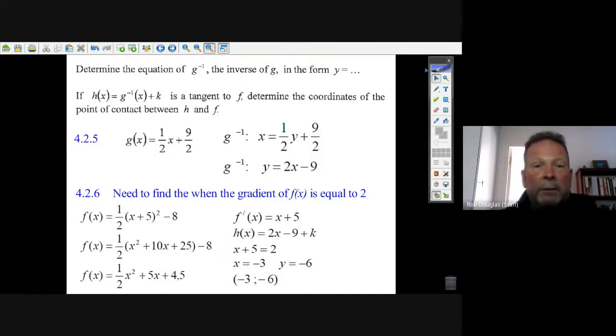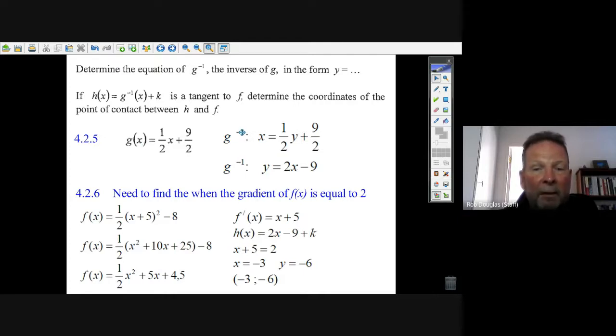Okay, now we're going to do two questions that might be a little bit more challenging for some people, especially the last one, 4.2.6. But let's look at 4.2.5. The question is: determine the equation of g to the minus 1, the inverse of the function g, in the form y equals. Well, we're given g of x, which is 1 half x plus 9 over 2. That's y equals 1 half x plus 9 over 2, another way of looking at it.